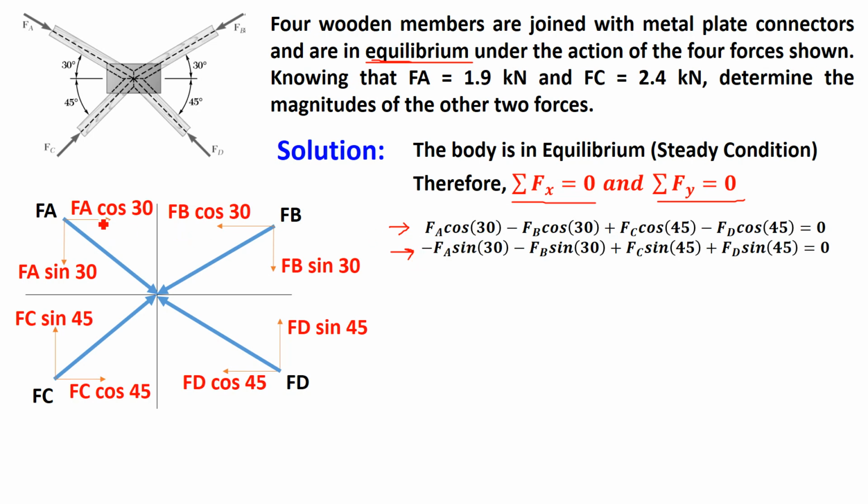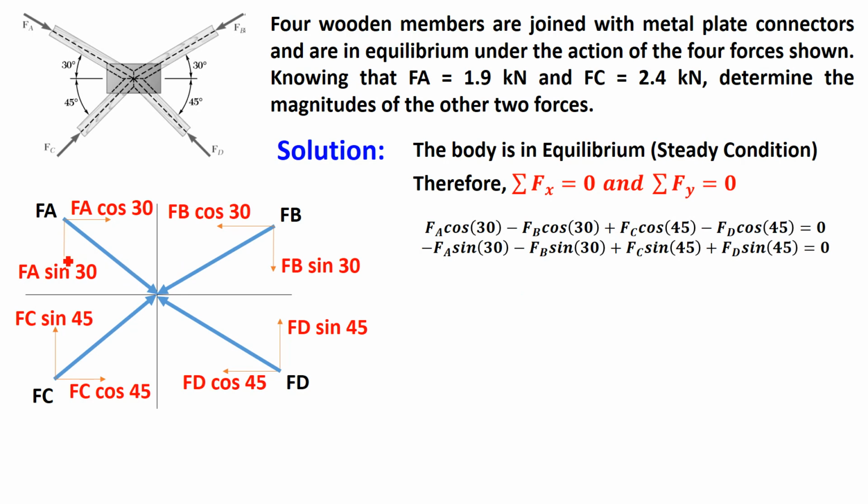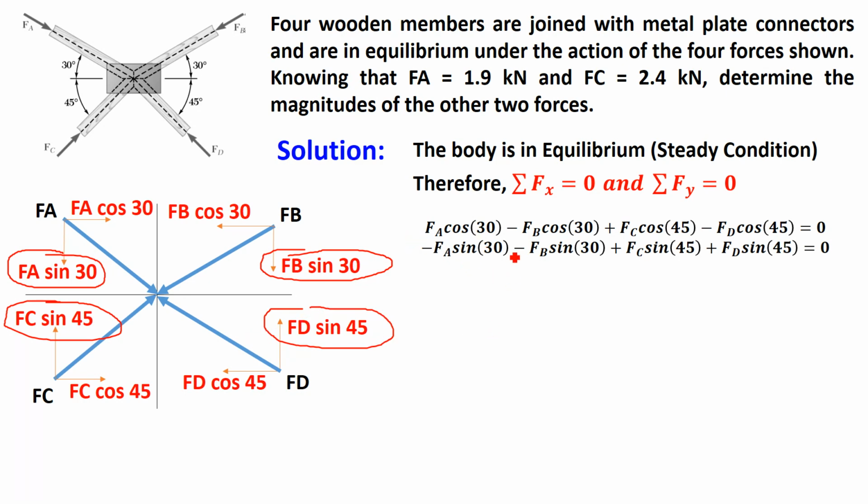So in summation of Fx, Fa cos 30 is plus towards right, Fb cos 30 is minus towards left, Fc cos 45 is plus towards right, Fd cos 45 is minus towards left. So plus minus plus minus: Fa cos 30, Fb cos 30, Fc cos 45 and Fd cos 45. First equation. Similarly collecting the forces in the y direction, Fa sin 30 is minus because downward, Fb sin 30 is also minus because of downward, Fc sin 45 is plus because upward, and Fd sin 45 is also plus, upward. So we have written these two equations.